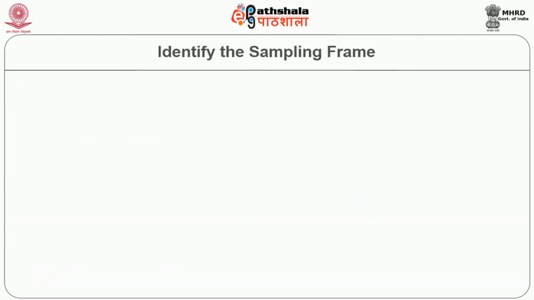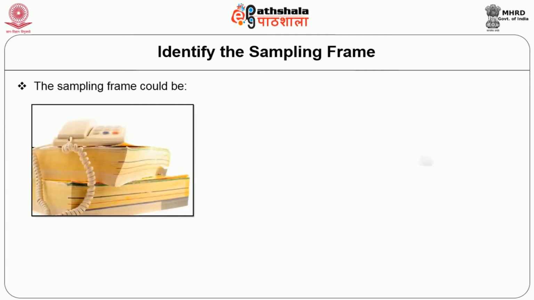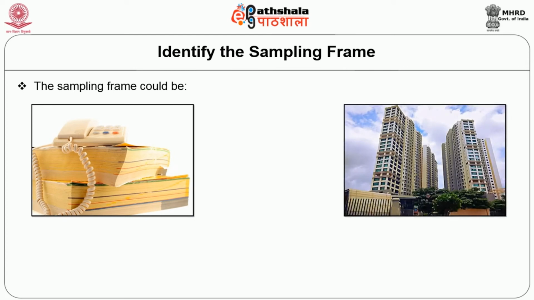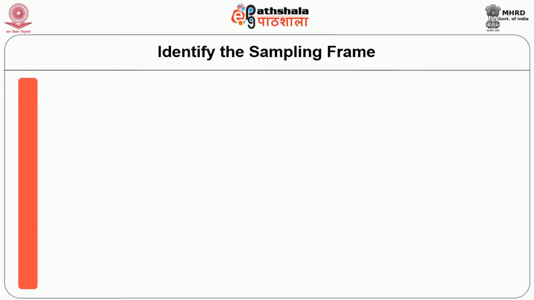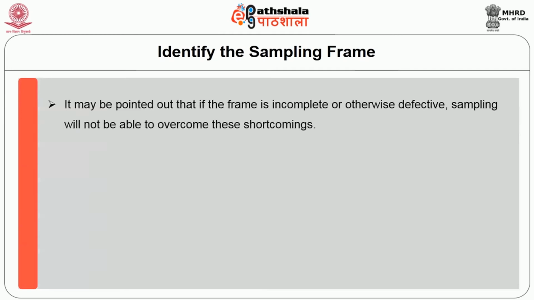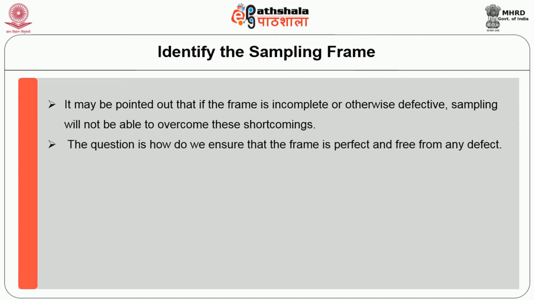The second step is to identify the sampling frame. The sampling frame could be a telephone directory, a list of blocks and localities of a city, a map, or any other list consisting of all the sampling units. It may be pointed out that if the frame is incomplete or otherwise defective, sampling will not be able to overcome these shortcomings. The question is, how do we ensure that the frame is perfect and free from any defect?